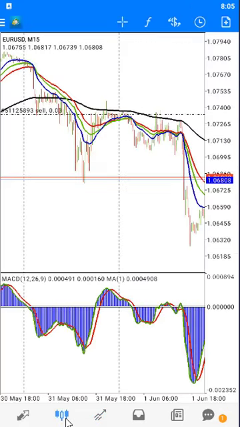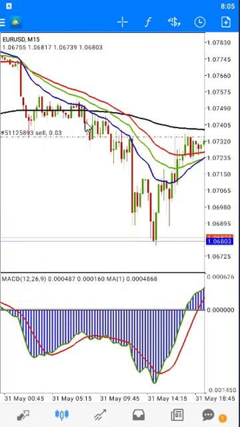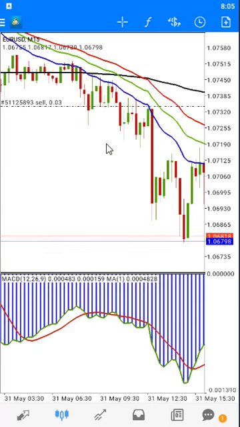Let me show you again. So at this point, you can see this point, right? At this point, when the candlestick just crossed below the 200 period moving average, then the candlestick, right? Let me zoom in to make it clearer. The candlestick, zoom in again. Oh, that's so much.